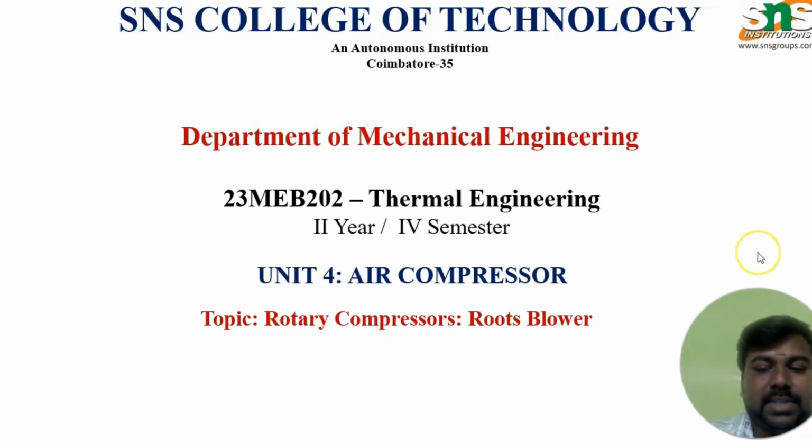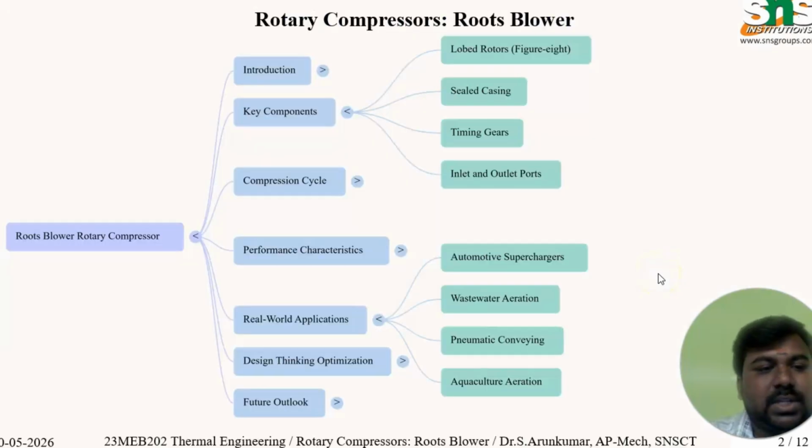So in the air compressor lecture series, now we are going to discuss the rotary compressors, especially the roots blower rotary compressors. I am going to discuss the introduction to the rotary compressor, key components of the rotary compressor such as lobed rotors, sealed casing, timing gears, as well as inlet and outlet ports, and compressor cycles and performance characteristics of rotary compressors, and real world applications such as automotive superchargers, wastewater aeration, pneumatic conveying and aquaculture aeration. Finally, we are going to discuss design thinking optimization.